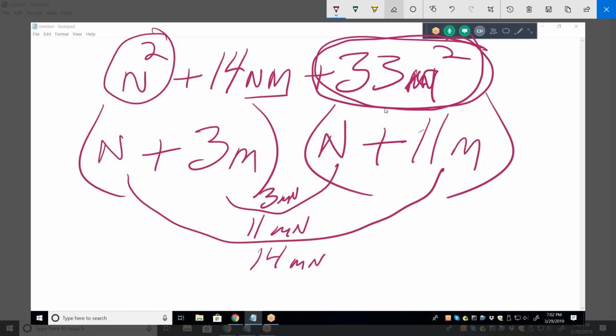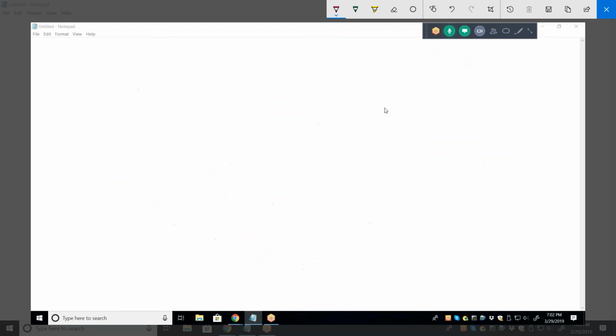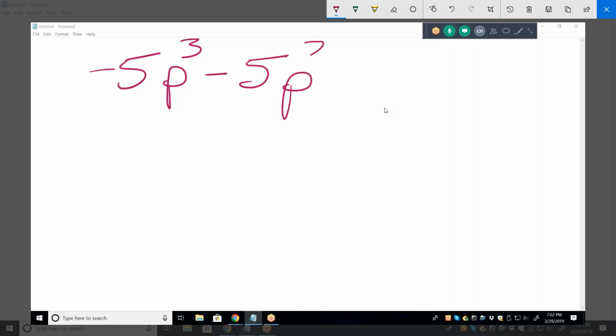So when they add this second variable, don't let it get you. It just means that there's going to be a variable in the second part of that. So the next one is negative 5p cubed minus 5p squared plus 60p.